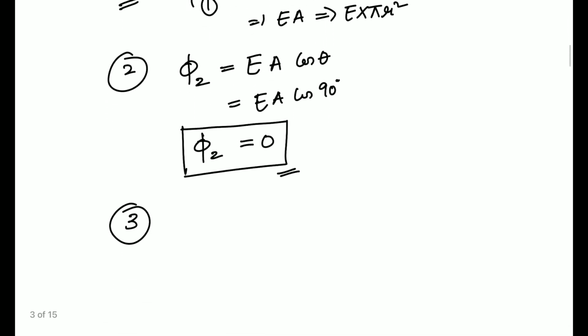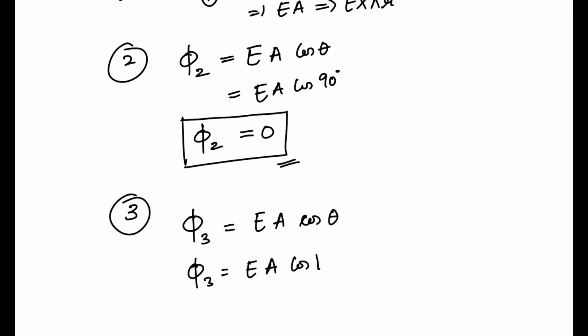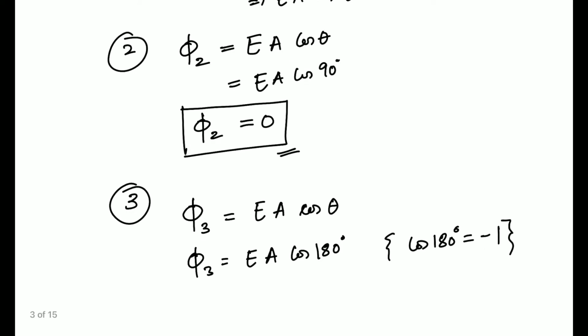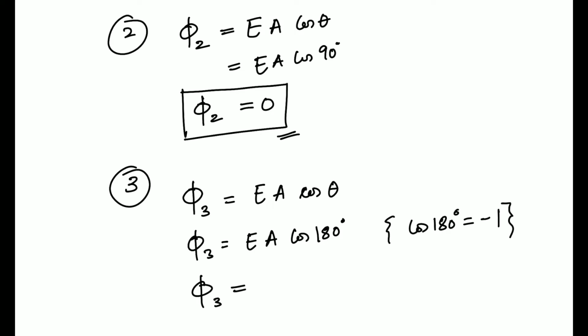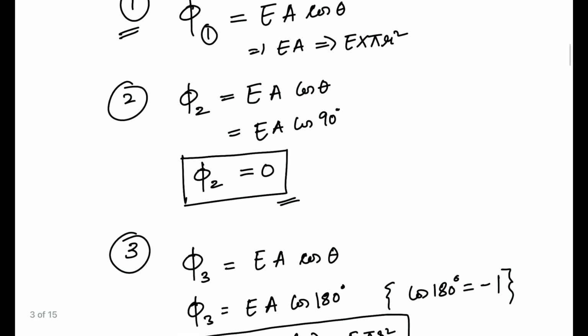Then I can write it here. The flux through the third surface is EA cos theta. So phi 3 will be equal to EA cos 180 degrees. For all those who do not know, cos 180 has a value of -1. So this is EA times -1, or you can write it as minus EA. Area is actually pi r square. So phi 3, the flux through surface 3, is equal to minus E pi r square.